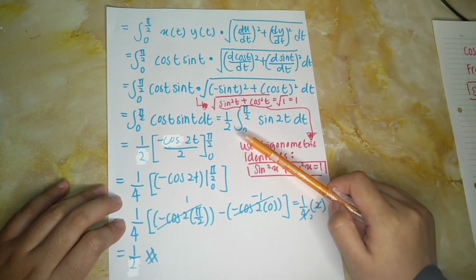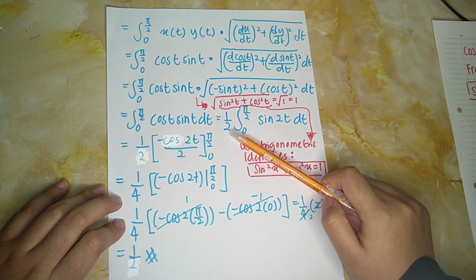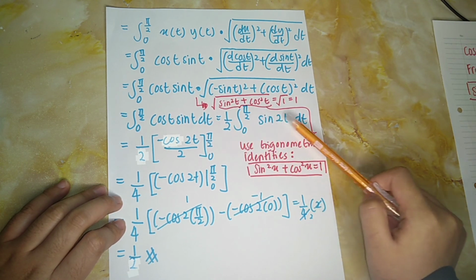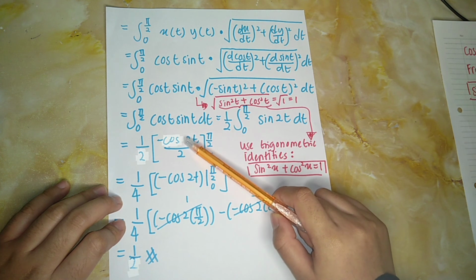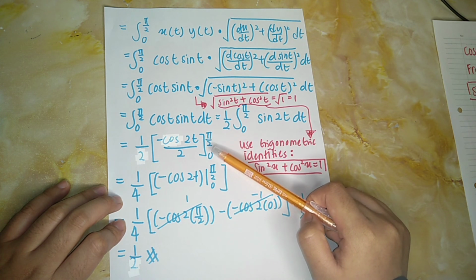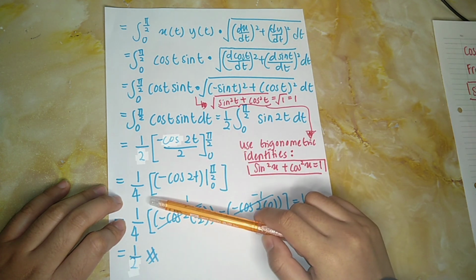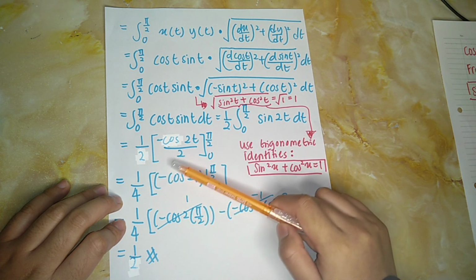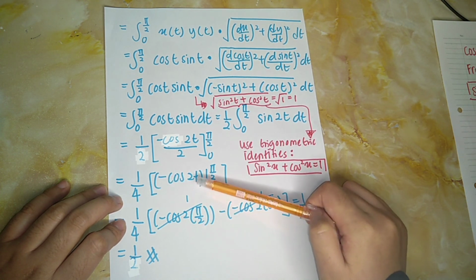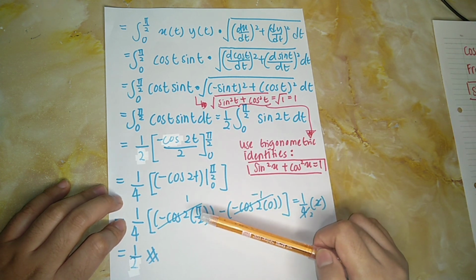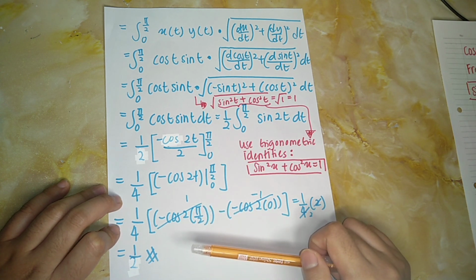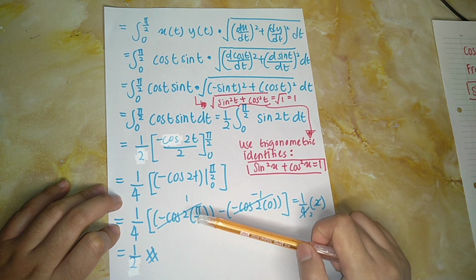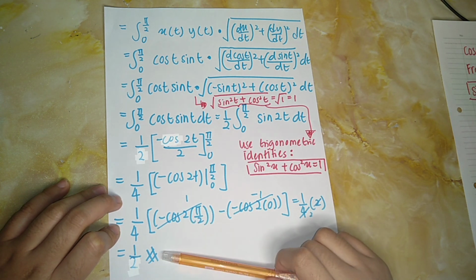Then we integrate here. We move out the constant, the integral from 0 to pi over 2 of sin 2t dt. Then we integrate and we have negative cos 2t over 2, evaluated from 0 to pi over 2. Then we have 1 over 4 times negative cos 2t, and substitute the values of pi over 2 and 0 in here. When we calculate with the calculator, make sure we use radian mode because we have the pi value here, and then we get the final answer, which is 1 over 2.